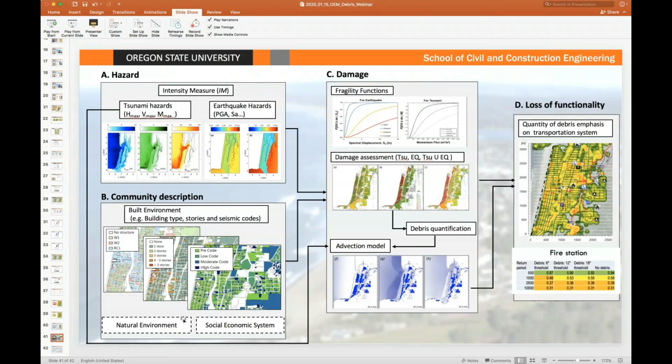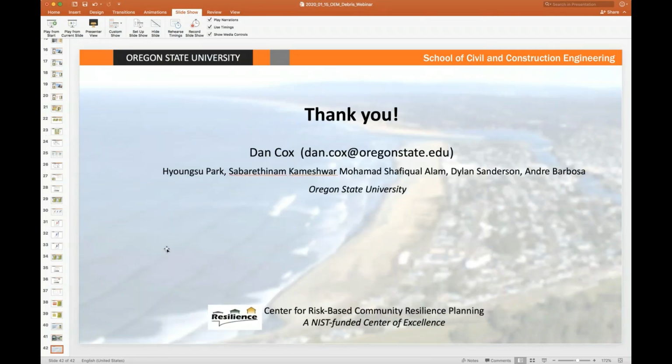Just a diagram summarizing what we're doing, a very busy diagram, but I'm happy to take questions and have a little bit of discussion. My email is up here if anybody wants to follow up with any discussions. We wrote a few journal papers, and I'll be happy to send those out if people want to read any more detail.